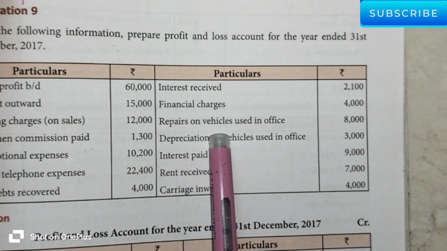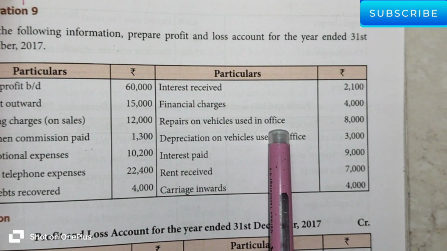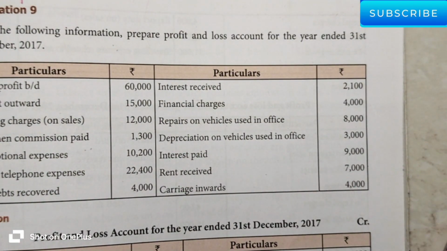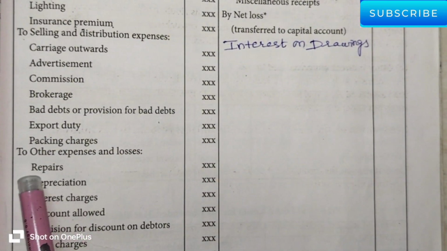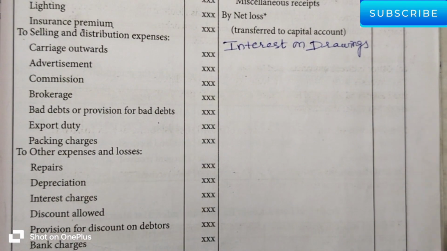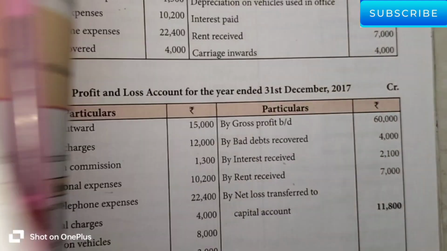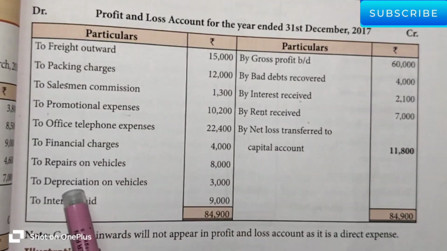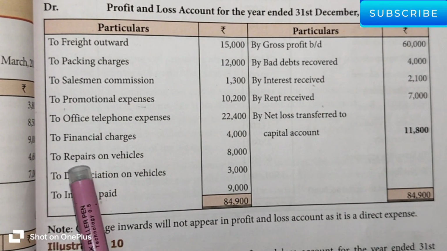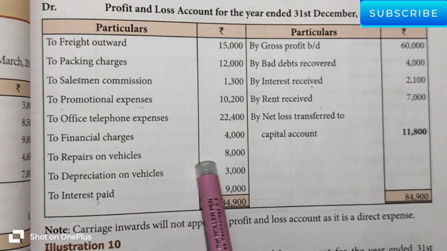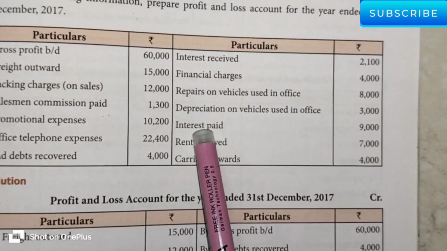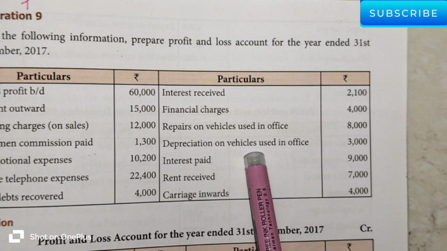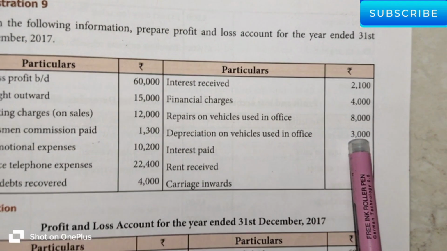Then repairs on vehicle used in office. All the expenses related to repairs come under other expenses and losses of the profit and loss account. So you have to write "To repairs on vehicle, 8,000 rupees" on the debit side of the profit and loss account. Then depreciation on vehicle used in office, 3,000 rupees.